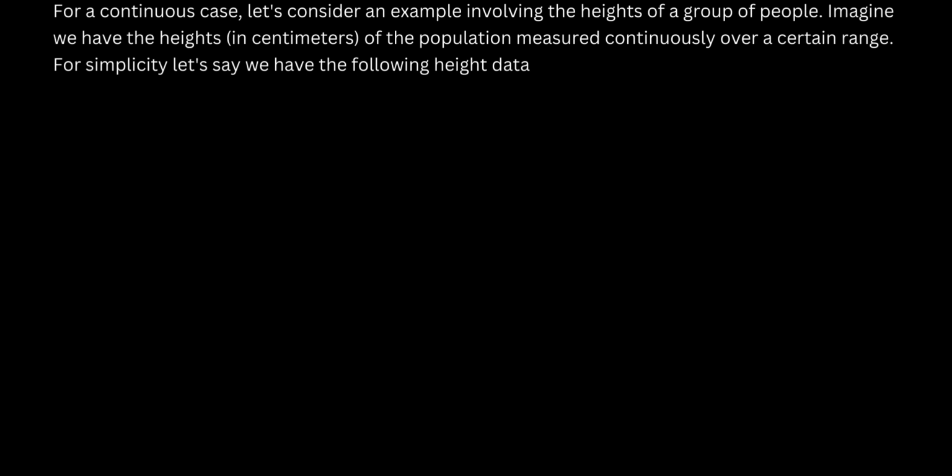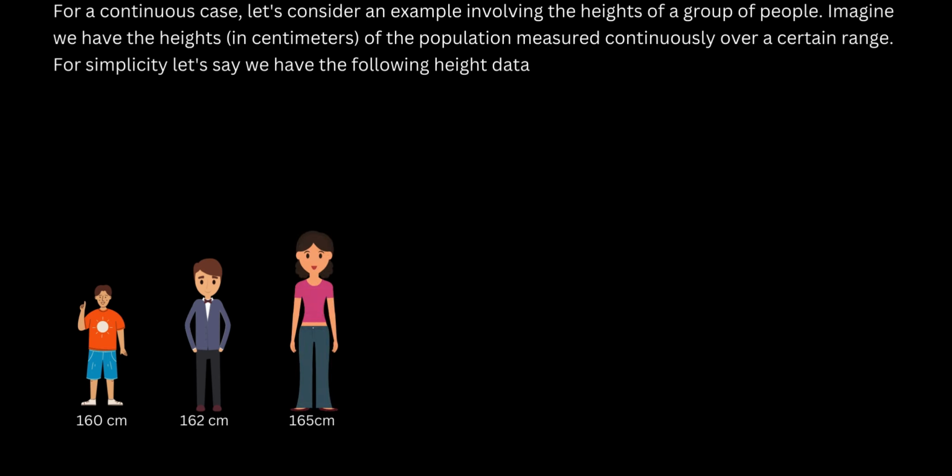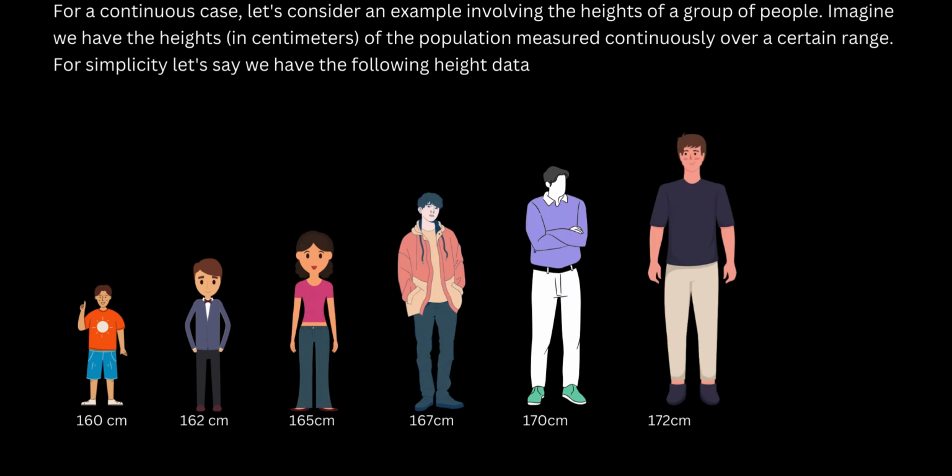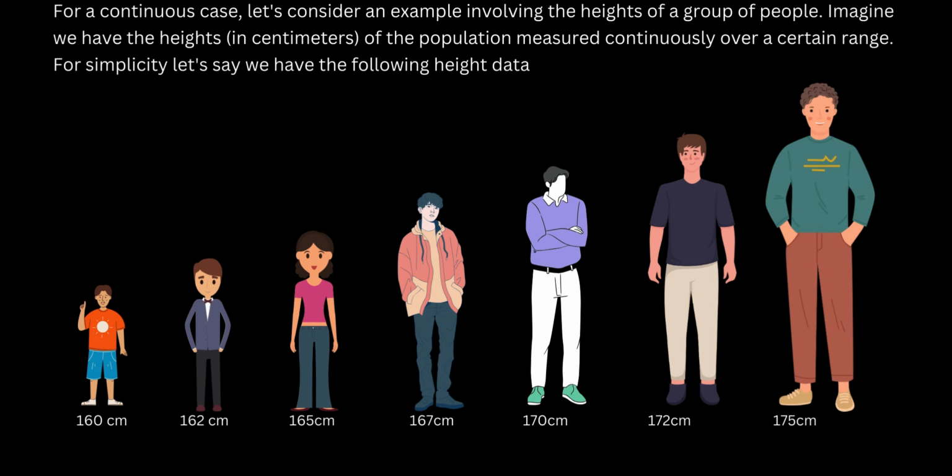For the continuous case, let's consider an example involving the heights of a group of people. Imagine we have height in centimeters of a population measured continuously over a certain range. For simplicity, let's say we have the following height data: 160 centimeter, 162 centimeter, 165 centimeter, 167 centimeter, 170, 172 and 175 centimeter. We will calculate the variance for this continuous data set.